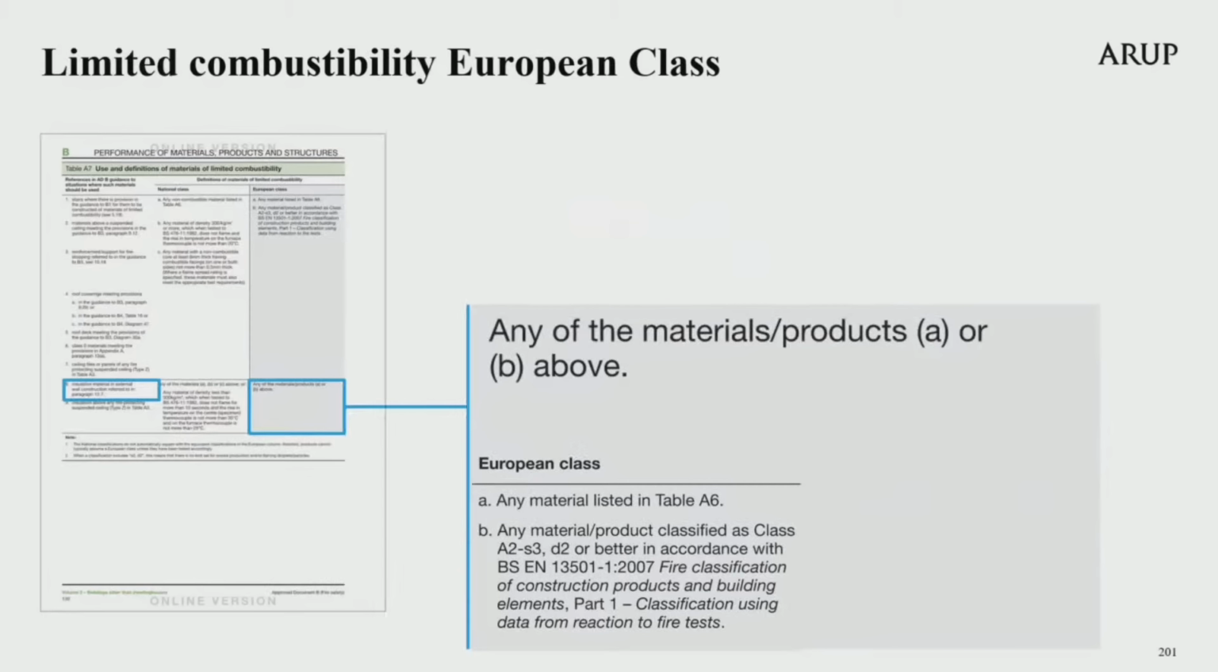The second fire definition provided in approved document B is in table A7. This is a key definition regarding the insulation products. You can see in paragraph A that any material defined as non-combustible will also satisfy the European class for limited combustibility too. Secondly, as marked at point B, a material of limited combustibility is defined as a material or product classified as class A2, S3D2 or better. This relies on the test evidence from the two combinations of testing I explained earlier.